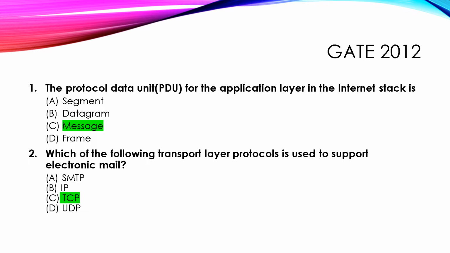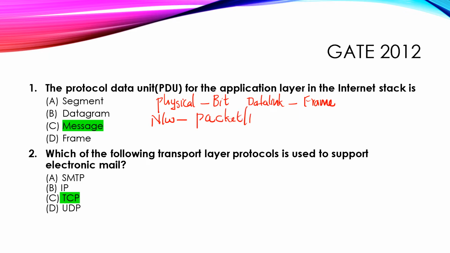In the internet stack, we have 5 layers. The first layer is the physical layer. The PDU of the physical layer is bit. The next is the data link layer, and the PDU in the data link layer is frame. Third, the network layer, where the PDU is known as either packet or datagram.